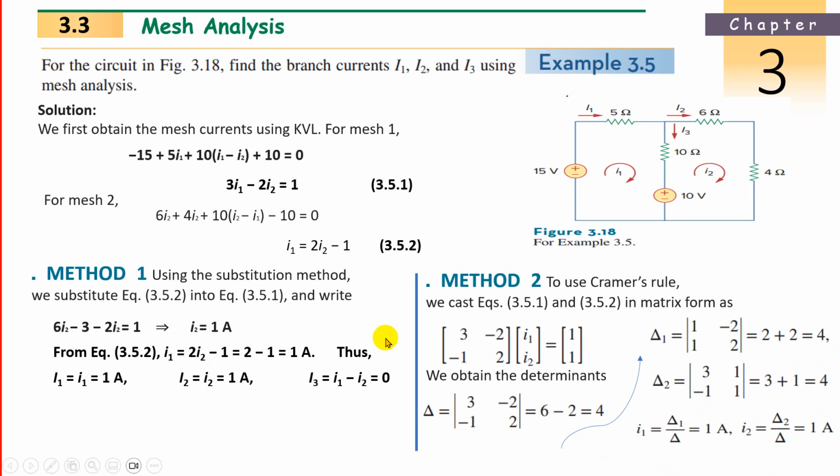So the same result is coming with the elimination technique and with the matrix Cramer's rule method. So now you can substitute what is I1, I2, I3. Capital I1 is 1 ampere in branch 1. Capital I2 is 1 ampere in branch 2. Capital I3 is I1 minus I2 in branch 3, that is 0. So this is the first example.